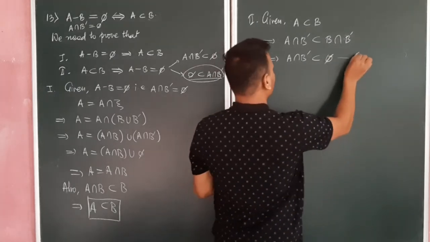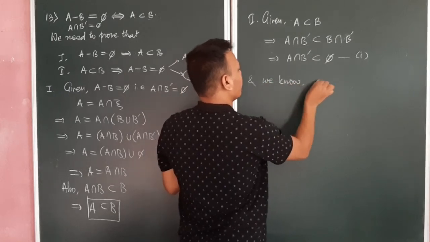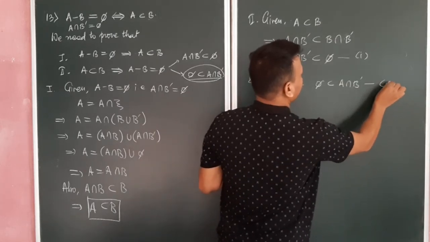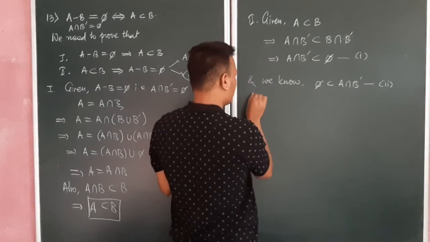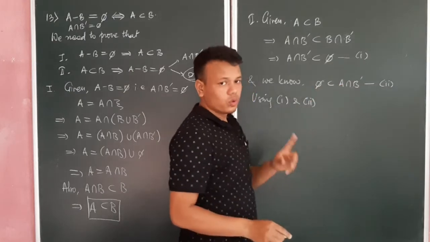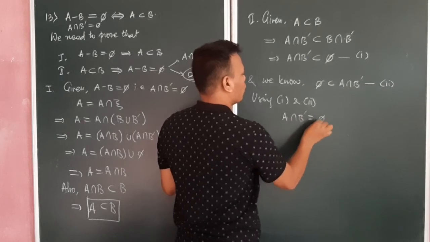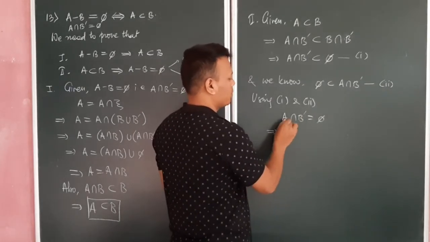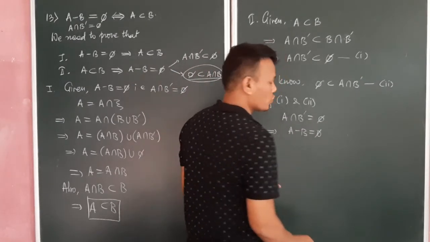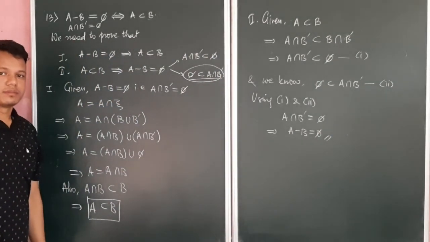Yes. So let me call this equation 1, and we know that phi is already a subset of A intersection B dash, isn't it? So call this equation 2. Okay, so using 1 and 2, we can say that A intersection B dash is equal to phi. Alright, so this means that A intersection B dash is what? It is A minus B, so A minus B equals phi. So that's what we need to show here. Alright, so we have proved both ways, that is 1 and 2. Pause the video and note it down.